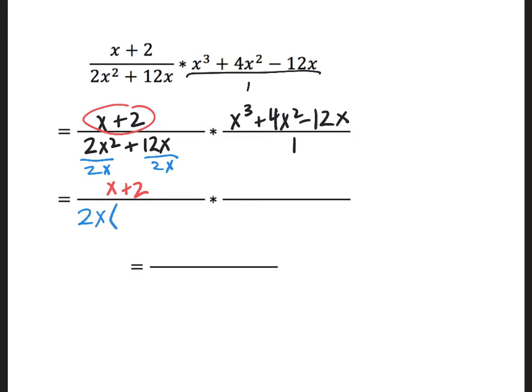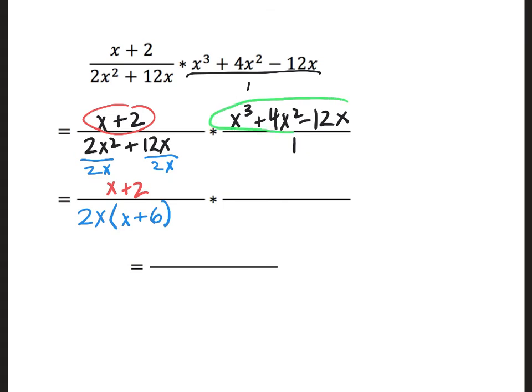When I divide 2x squared by 2x, 2 divided by 2 gives me 1. X squared divided by x just gives me 1x. Remember, there's a sneaky 1 out there, but you don't have to write it. 12x divided by 2x gives me 6. And then my x's cancel, so it's just x plus 6.